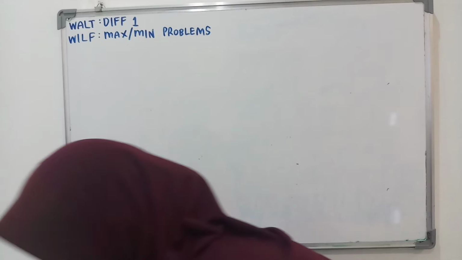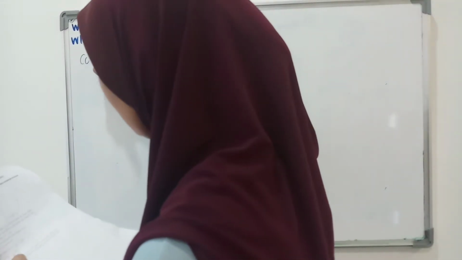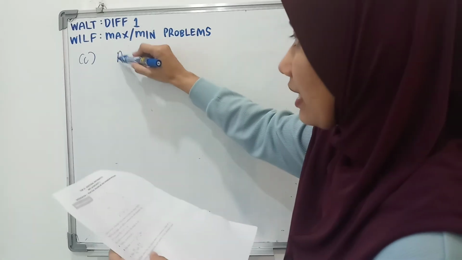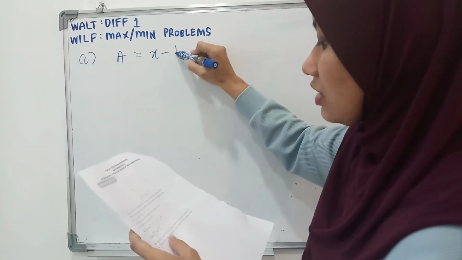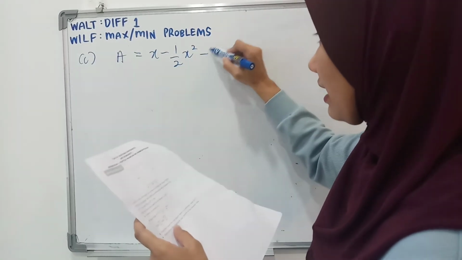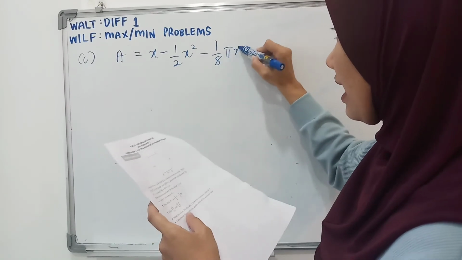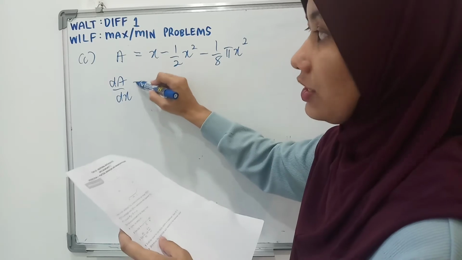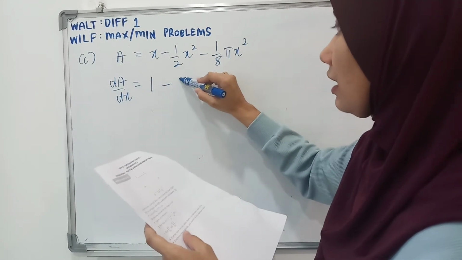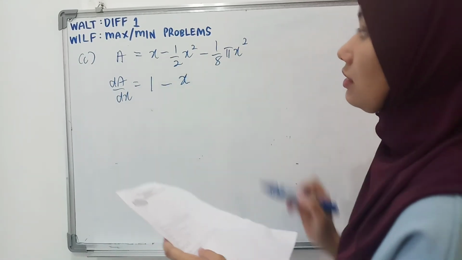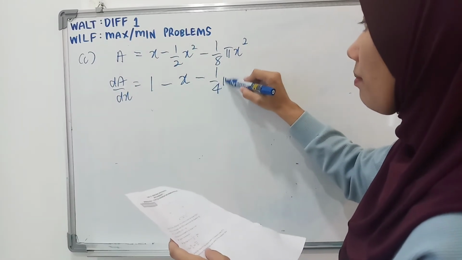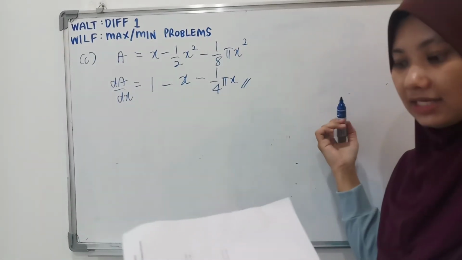Okay, and then now part C. Find dA over dx, which is really easy. We know that now our A is just x minus 1 over 2 x squared minus 1 over 8 pi x squared. So dA over dx, we just differentiate, you will get 1 minus x minus 1 over 4 pi x. That's it. That's the answer for dA over dx.